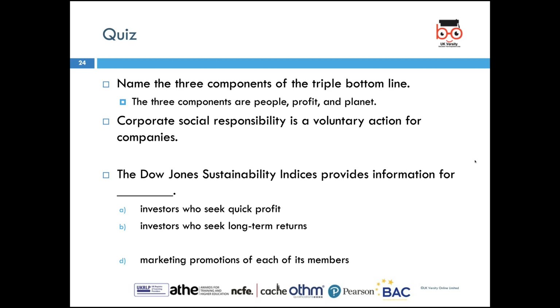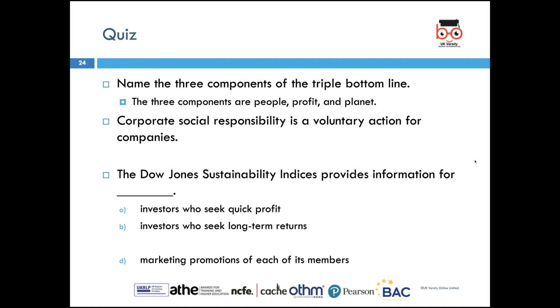So those are the 3 effects of what you covered, Bernard. But essentially, what we are looking at is the 3 components: people, profit, and planet. The effects or implementation of that tend to be economic, social, and environmental. Now, this particular statement: corporate social responsibility is a voluntary action for companies. Is that true or false?